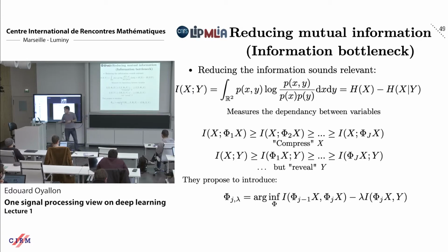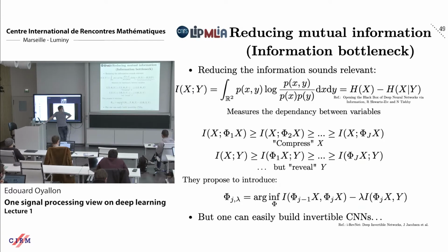That makes sense. But actually, the main issue is that it's super easy to build some invertible neural networks. And if the neural network is invertible, everything here is an equality. So it doesn't make any sense to use this principle to try to explain how the neural network is working.